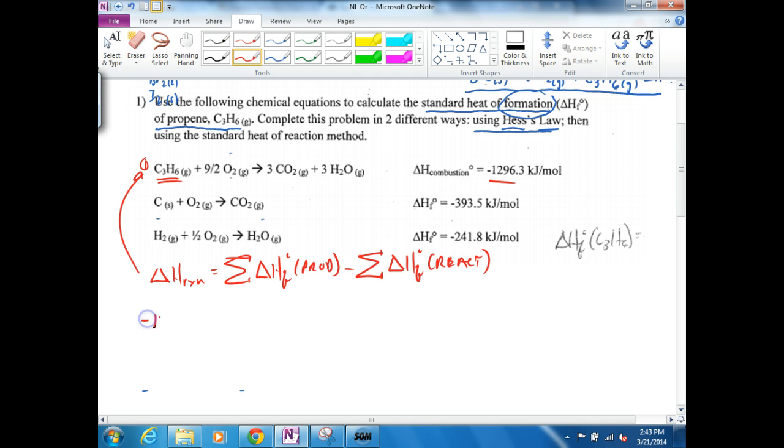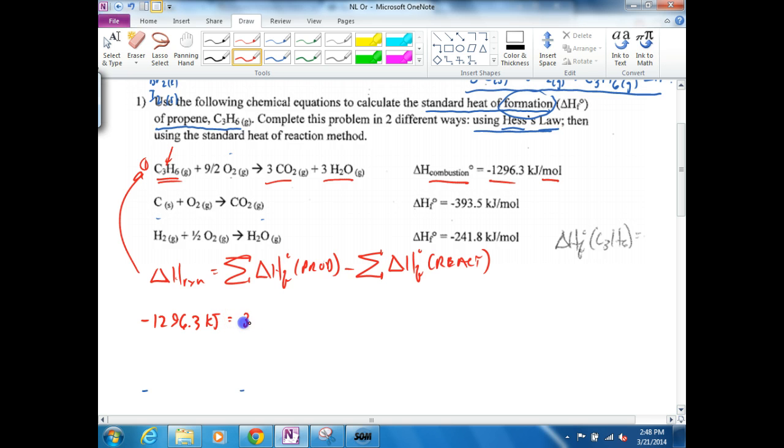Well, the heat of reaction is negative 1296.3 kilojoules. Okay, and by the way, this really shouldn't say kilojoules per mole right here, although it says heat of combustion, so I guess it can. Heat of combustion of propene. So I've got negative 1296.3 kilojoules, and that's the heat of this reaction. It's the heat of combustion of propene for 1 mole of propene. Okay. Then it's going to be the delta H formation of the products. So what are the products? I've got 3 CO2 and 3 H2O.